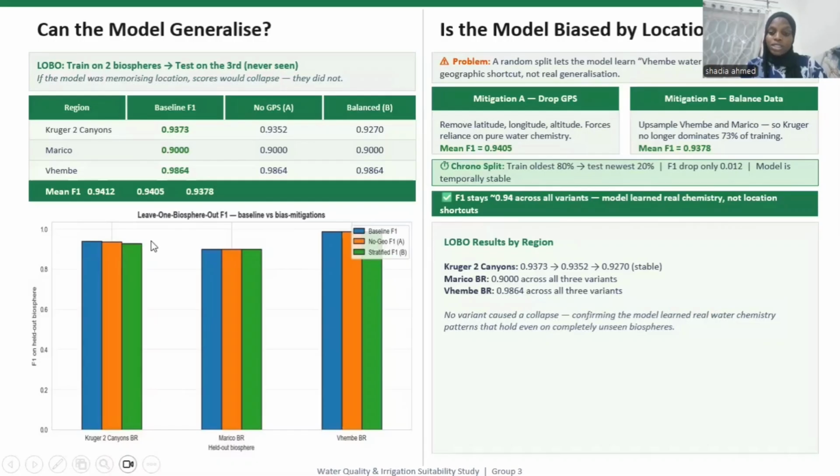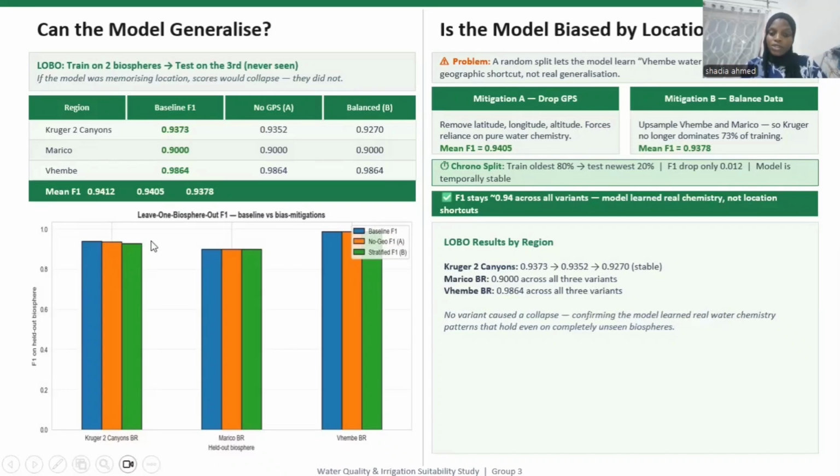And to test this, we use the Leave One Biosphere Out validation, or the LOBO. In this approach, the model is trained on 2 biospheres and tested on the third unseen biosphere. The results remained consistent across all regions with the mean F-score around 0.94, which indicates that the performance did not collapse when an entire biosphere was removed from the training. So this means that the model learned meaningful water chemistry relationships rather than simply memorizing the location.